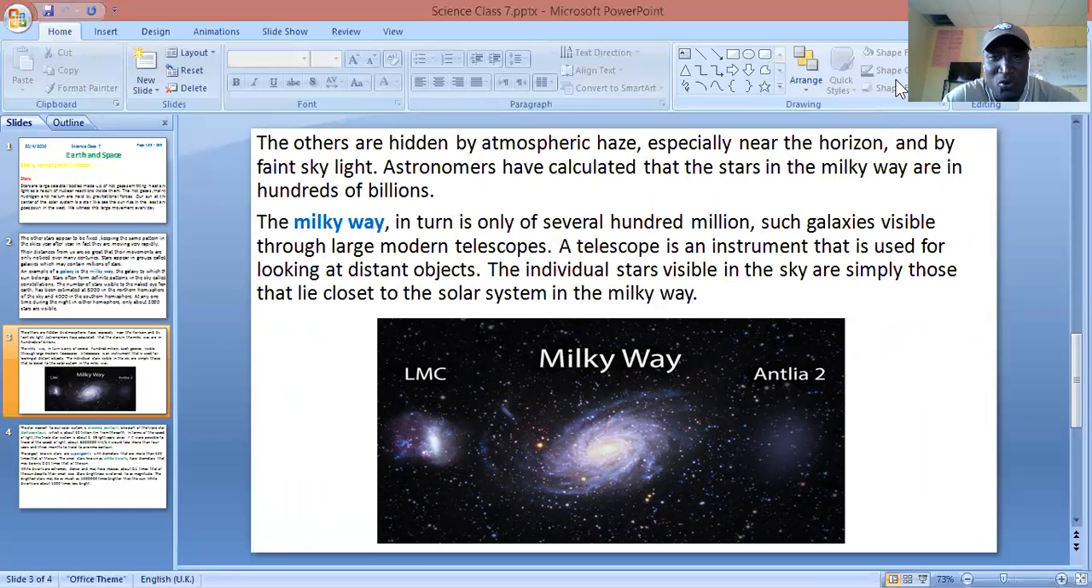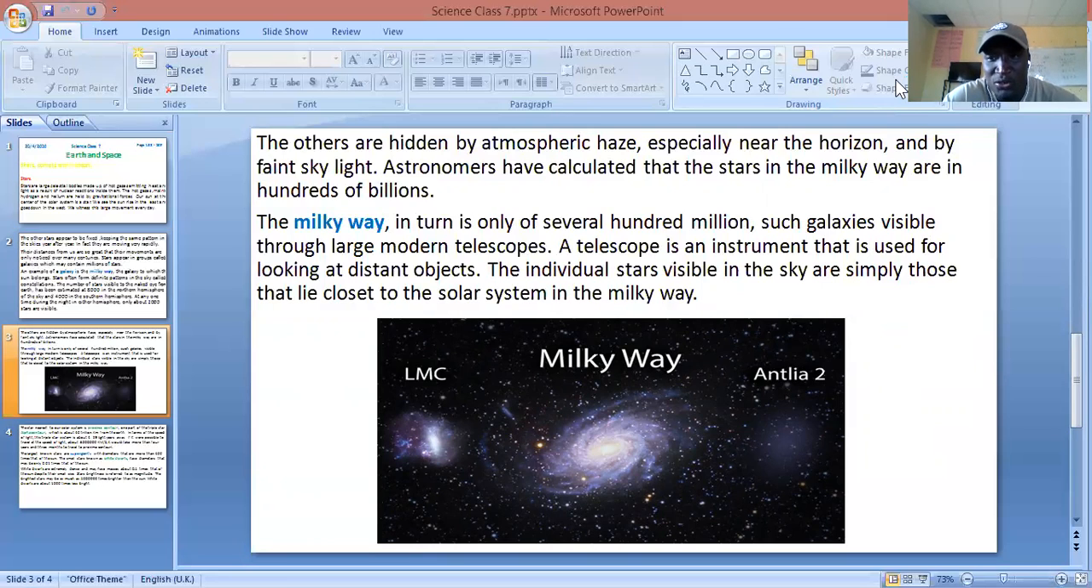Astronomers are the people who study about the weather. They study mostly about Earth and space. So they estimate that in the Milky Way, there are about hundreds of billions of stars. The Milky Way, in turn, is only one of several hundred million such galaxies visible through large modern telescopes. So you can only see those galaxies through modern telescopes.